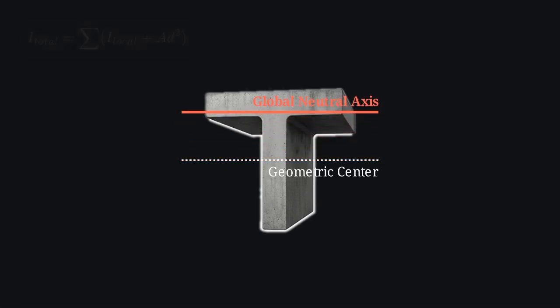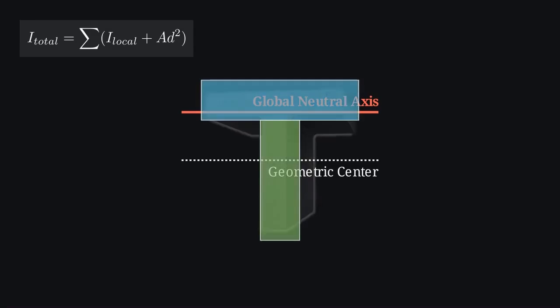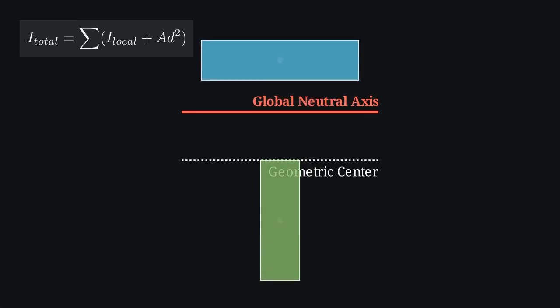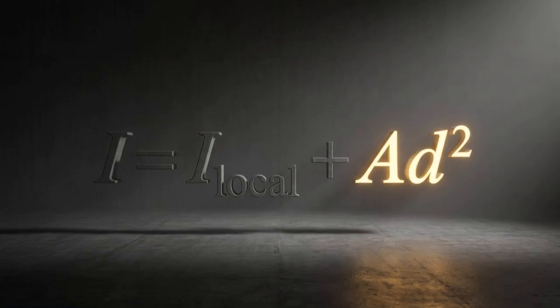Calculating the total moment of inertia for this composite shape requires the parallel axis theorem. We split the T-beam into two simple rectangles, find the local stiffness of each, and then measure the exact distance, denoted as d, from each segment's local center to the global neutral axis. The theorem directs us to add the area of each segment multiplied by that distance squared.